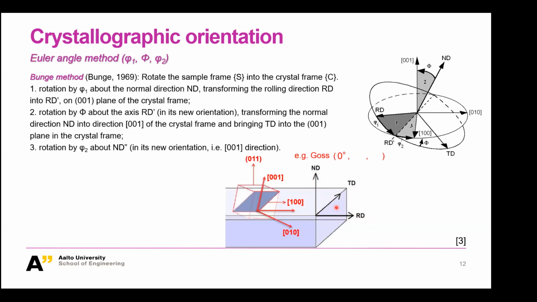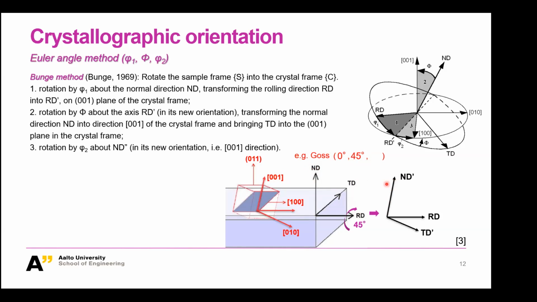Then the second step is to rotate around your new RD. In this case, it's still the initial RD, and try to move your ND to overlap with your crystal direction 001. We can see here, ND is like this, and 001 is like this. There is a misorientation angle between them. It's actually 45 degrees. Therefore, we need to rotate around RD by 45 degrees. Then you will get your new ND like this. So for capital phi, it's 45 degrees.